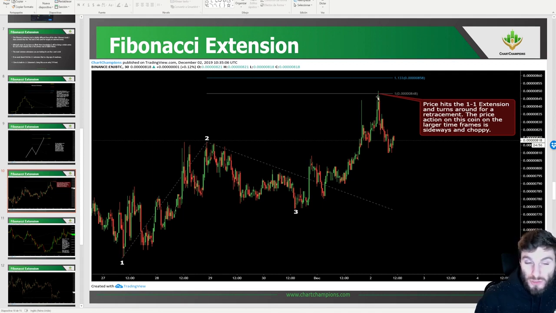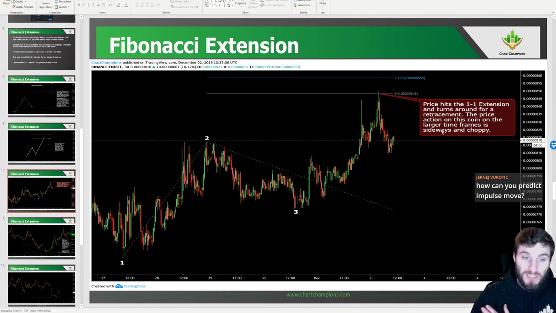Or alternatively, if you've got the confluence there, you can be looking at, for example, a short entry if you have other confluences. So let's say this was a weekly level on the one-to-one, where you're much more likely to get resistance than if it's just the one-to-one on its own. I'm sure that makes sense. So here you can see on ENG, for example, price hits the one-to-one extension and turns around for the retracement. The price action on the coin on the large time frame was very sideways and choppy.